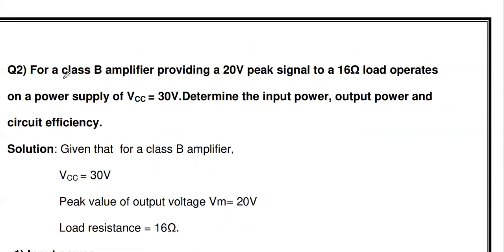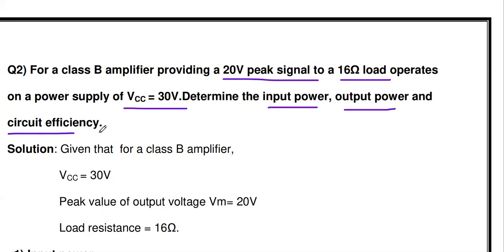And the second question: for a class B amplifier providing a 20 volt peak signal to a 16 ohm load, operating on a power supply of VCC equal to 30 volt, determine the input power, output power and efficiency. Here the supply voltage, the load, and the peak value of the output, VM, are given. So we have to find the input power, output power and efficiency.